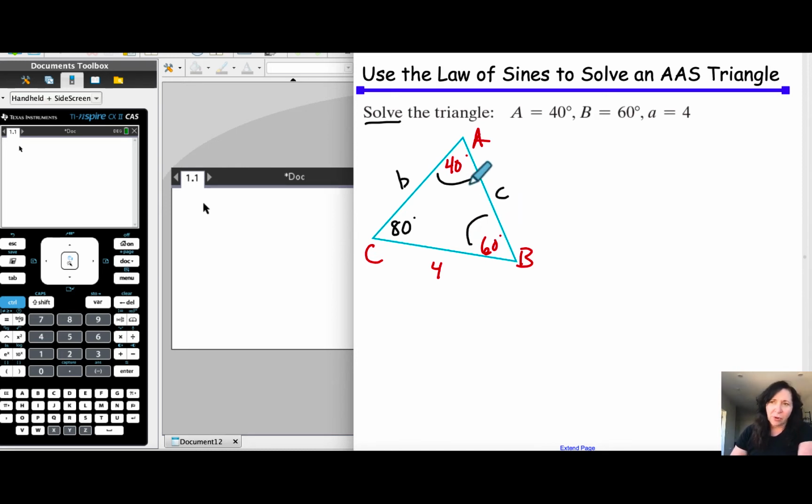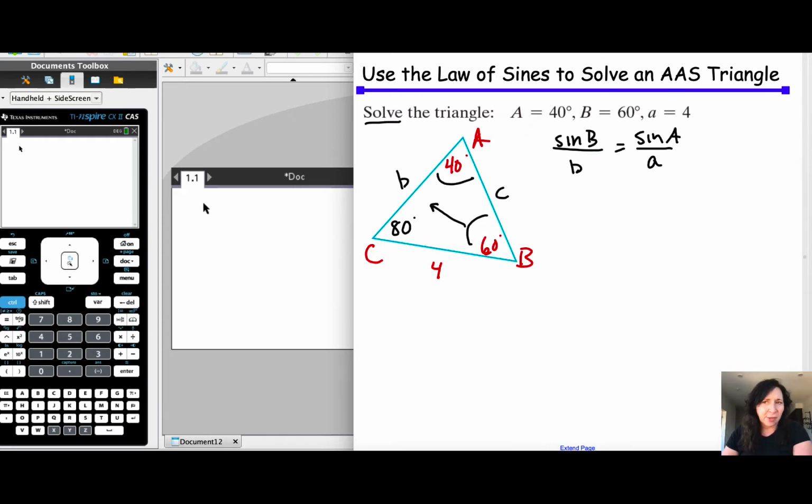Also to remember is that if you want to find a side, then you have to have that opposite angle. Or if you want to find that angle, you have to have that opposite side. So we're going to start off finding little side b. You're going to say sine of angle B over little b is equal to sine of angle A over little a. And so that's sort of the formula we're going to use.